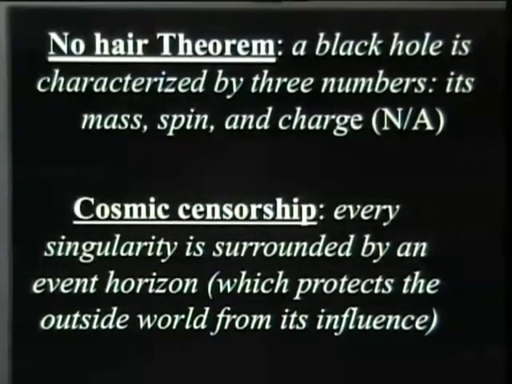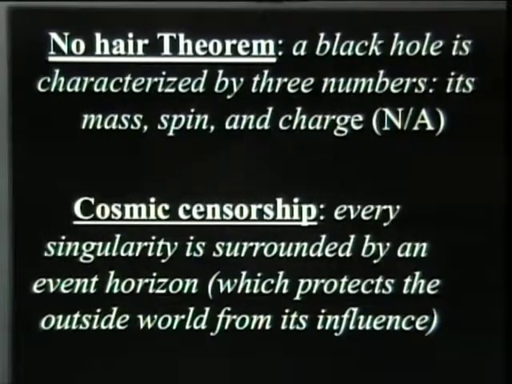And then there is the cosmic censorship hypothesis, which postulates that every singularity is surrounded by an event horizon. And that's very important because we can't solve the equations all the way to the singularity. In fact, Einstein's equations break down very close to the singularity. We need to introduce quantum mechanics, and we don't have a verified quantum extension of general relativity. There are suggestions, but we don't know if they're right. And so we cannot really make predictions as to how singularities behave.